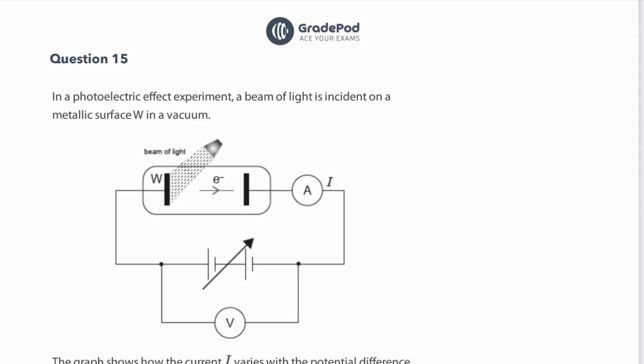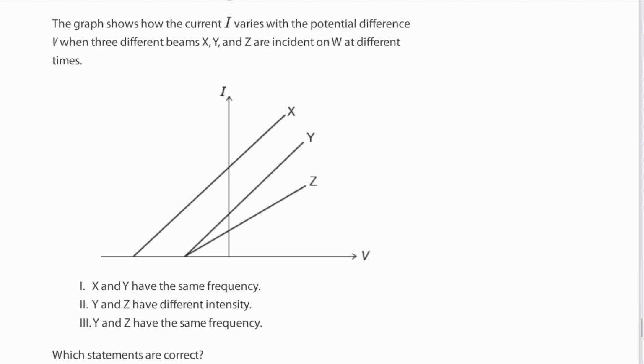Question 15. In a photoelectric effect experiment, a beam of light is incident on a metallic surface W in a vacuum. The graph shows how the current I varies with the potential difference V when three different beams X, Y and Z are all incident on W at different times. Now we have three statements. 1. X and Y have the same frequency. 2. Y and Z have different intensity. 3. Y and Z have the same frequency. And it says which statements are correct.